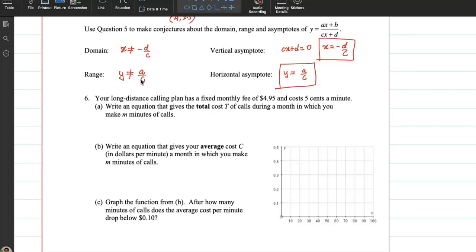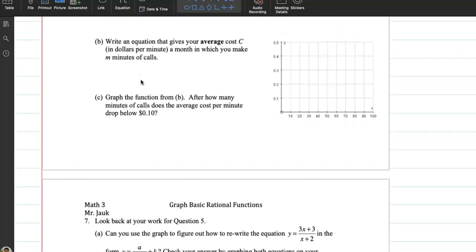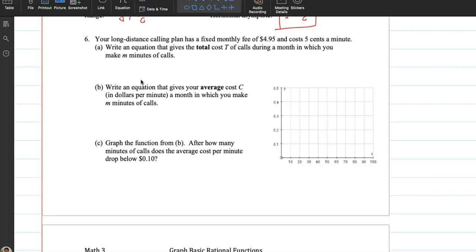Your long distance calling plan. Okay, next, sixth question. Your long distance calling plan has a fixed monthly fee of 4.95 and a cost of 5 cents a minute. Write an equation for the total cost of the call during a month in which you make m minutes of calls.